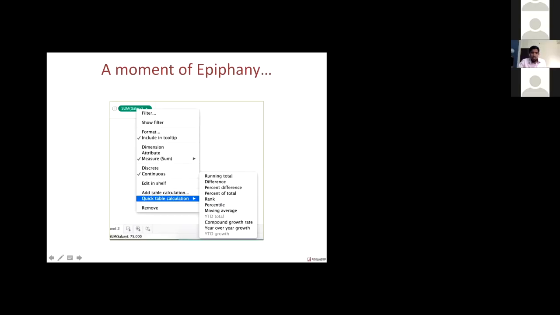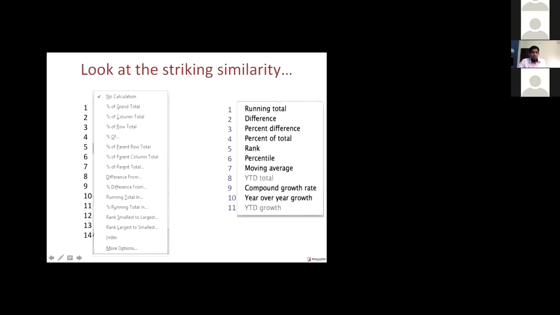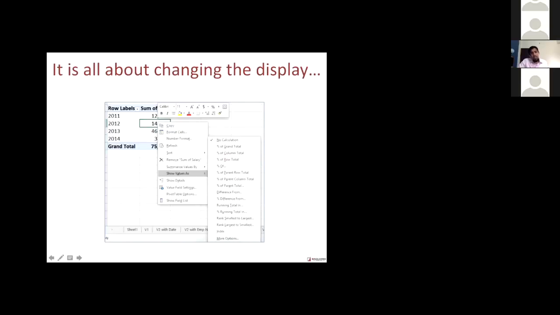Let's put them side by side and zoom up close. Look at the striking similarity. Look at all this, percentage of total is here. So I realized it's all about displaying what's there on the report in a different way. That's all. Instead of just displaying the raw value as it is, you are displaying it in a relative way compared to another record or compared to the grand total. That's what it really is.